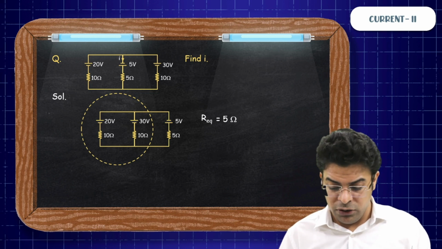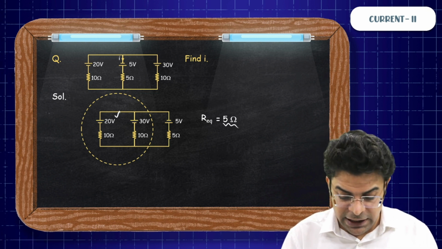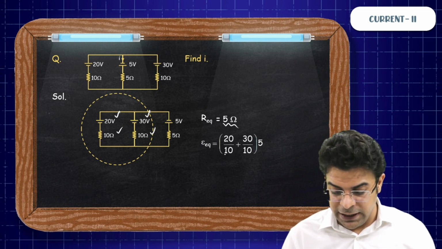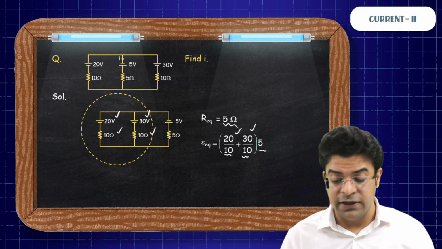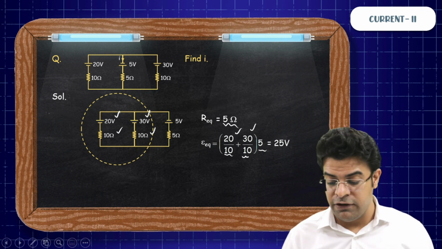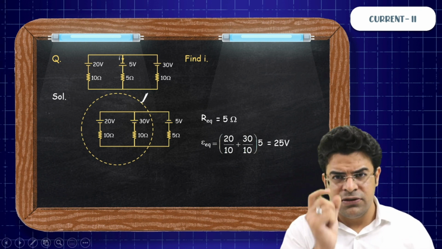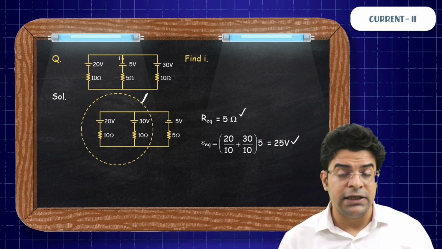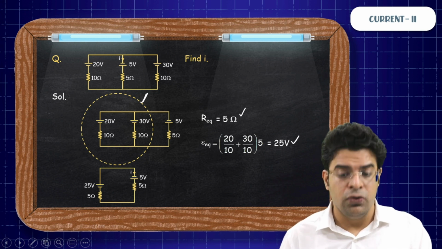Once you have found the R equivalent, now it's time to find the E equivalent. E equivalent will be E1 by R1 plus E2 by R2, into R equivalent. So that will be 20 by 10 plus 30 by 10, into 5. 20 by 10 gives you 2, 30 by 10 gives you 3, 2 plus 3 gives you 5, 5 into 5 gives you 25 volt. So rather than thinking of these 2 different cells, think of only one cell of EMF 25 volt and resistance 5 ohm.